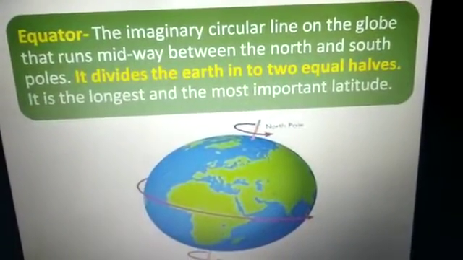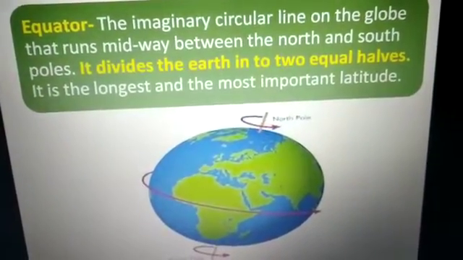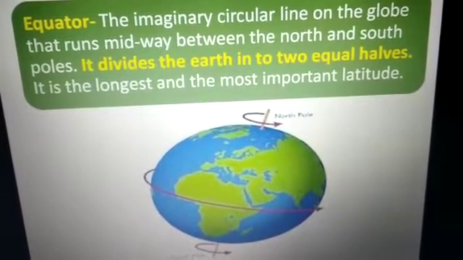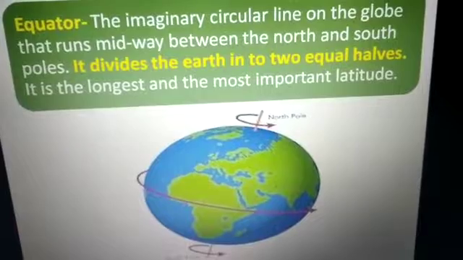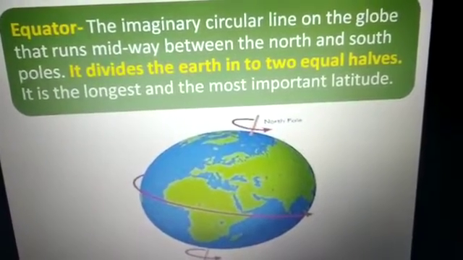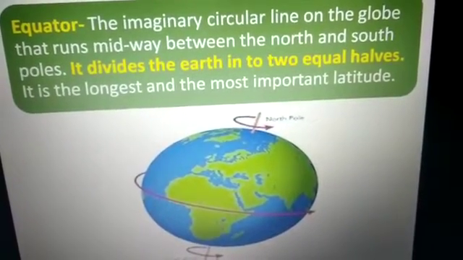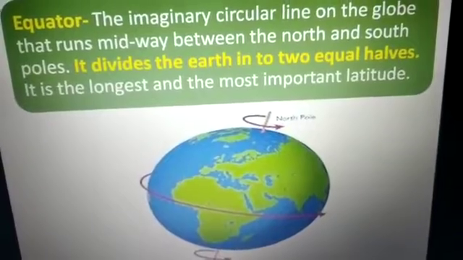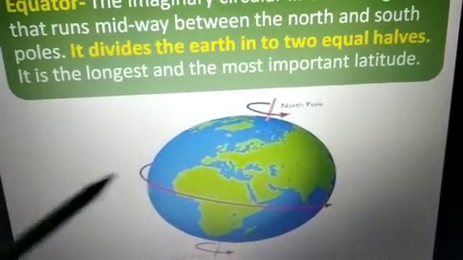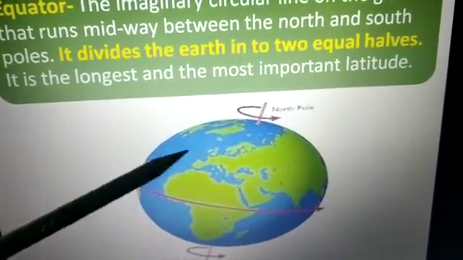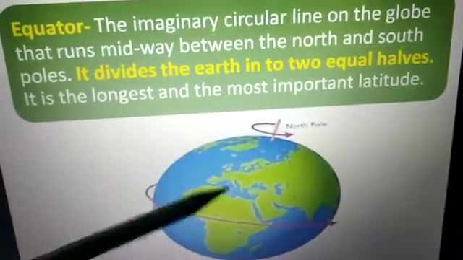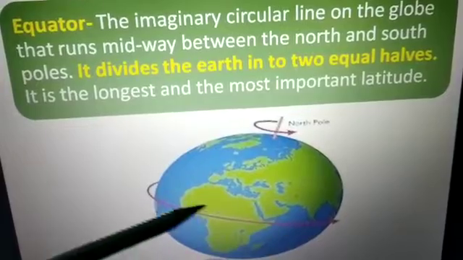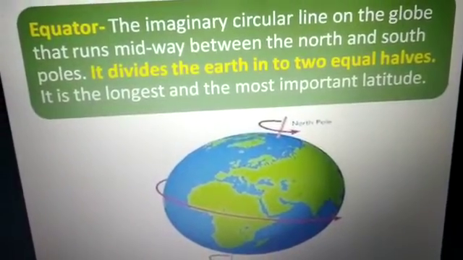Then the equator, the imaginary circular line on the globe that runs midway between the North and South Poles. It divides the earth into two equal halves. Just see the image. This is the equator line that divides the earth into two equal parts, the upper part and the lower part. It is the longest and the most important latitude.